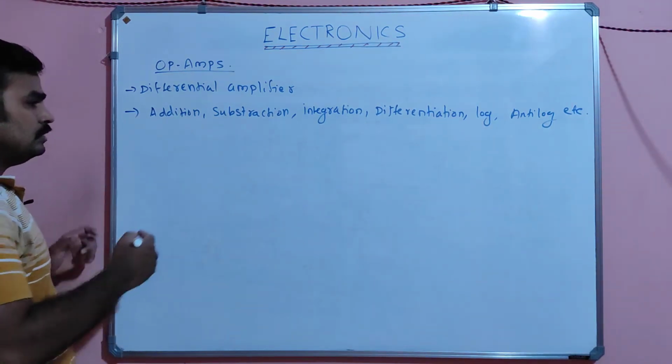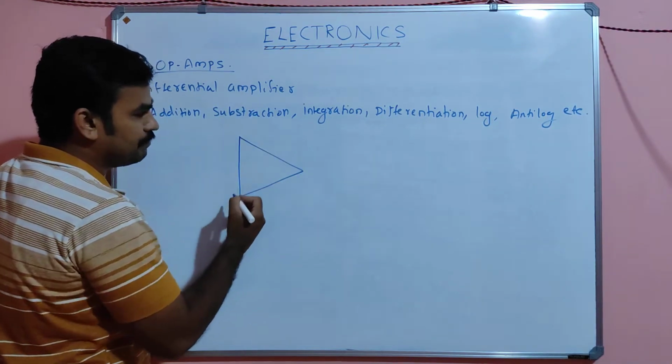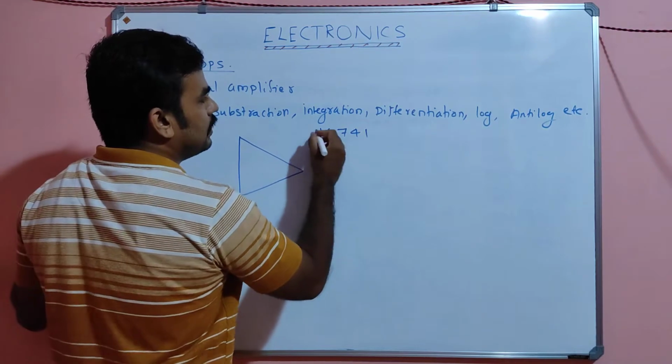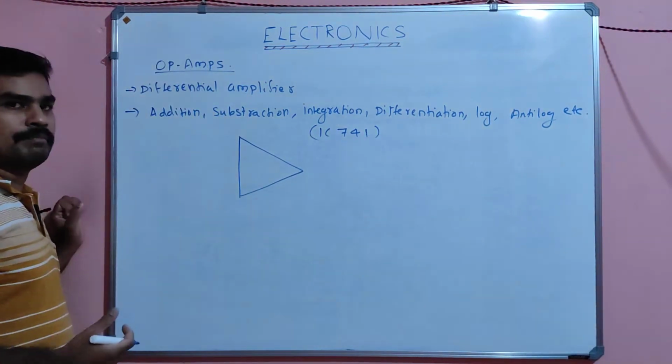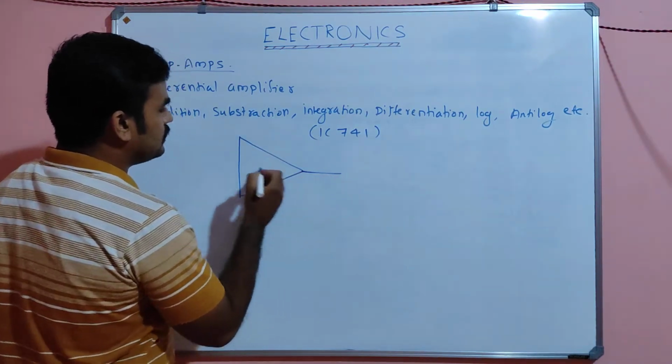This is the symbol of an op-amp. Normally IC741 is a basic op-amp. The basic op-amp IC is called IC741. So this is the symbol.